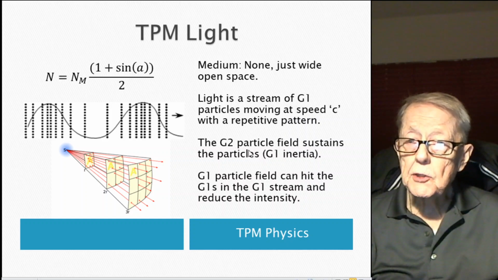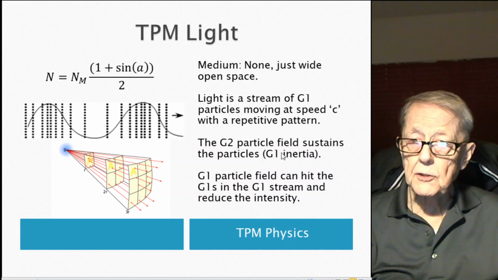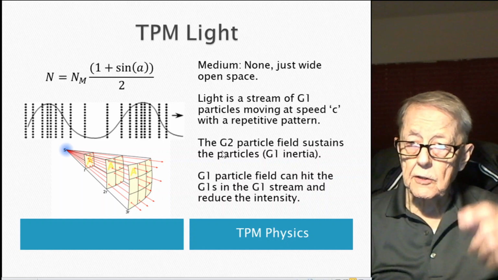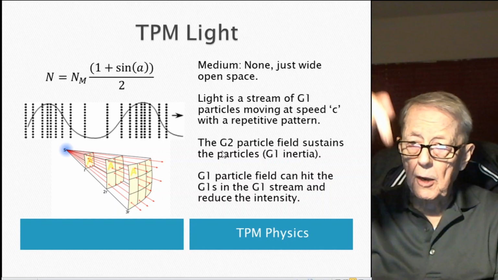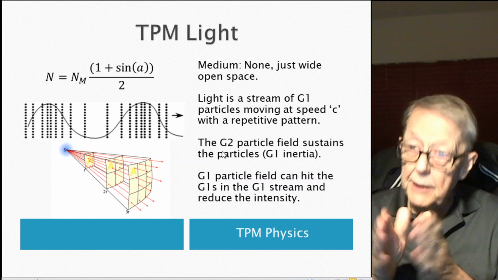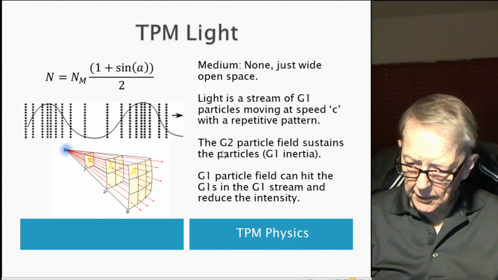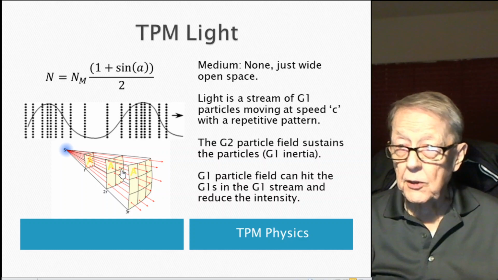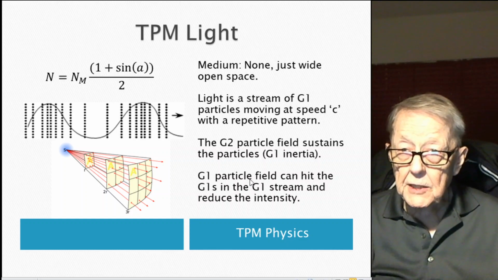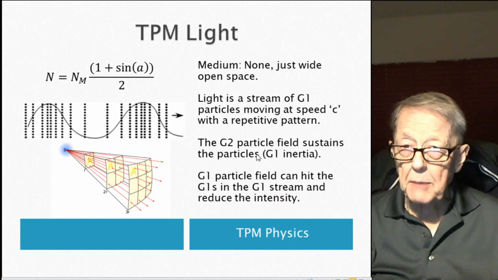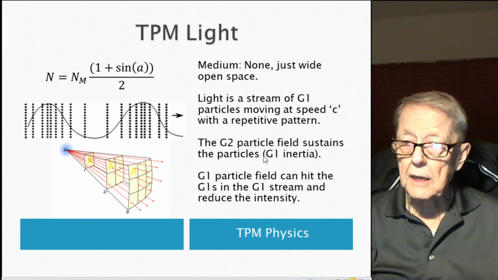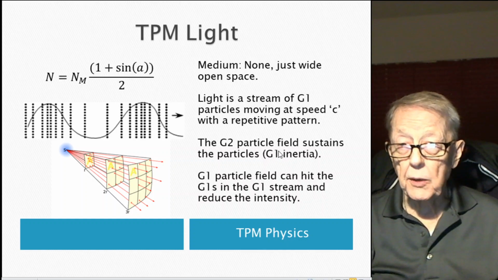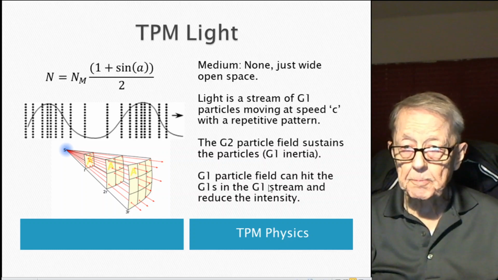What keeps them moving in a straight line? The G2 particle field sustains the particles, giving them G1 hits equally left and right, up and down, so that they move in a straight line. That's what keeps it moving in a straight line. They don't ever explain why light moves in a straight line. It does. You kind of know that. You don't question it. But the physics of it has to tell you what keeps it there. And I'm saying the G2 particle field sustains it. Of course, it sustains the velocity as well with a little bit of drag, as I've mentioned many times.